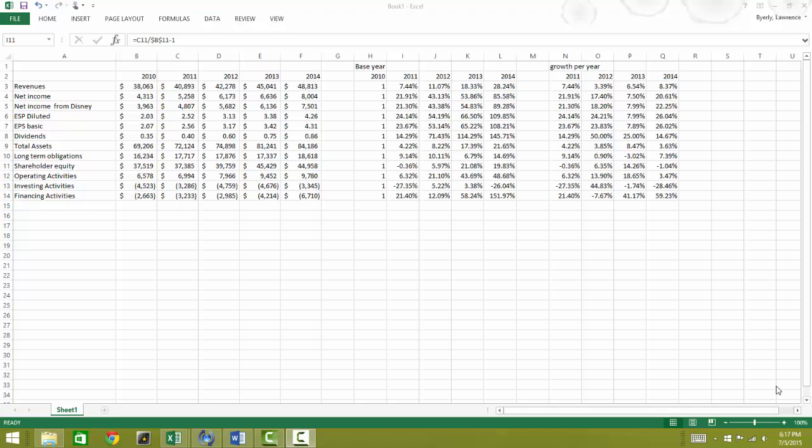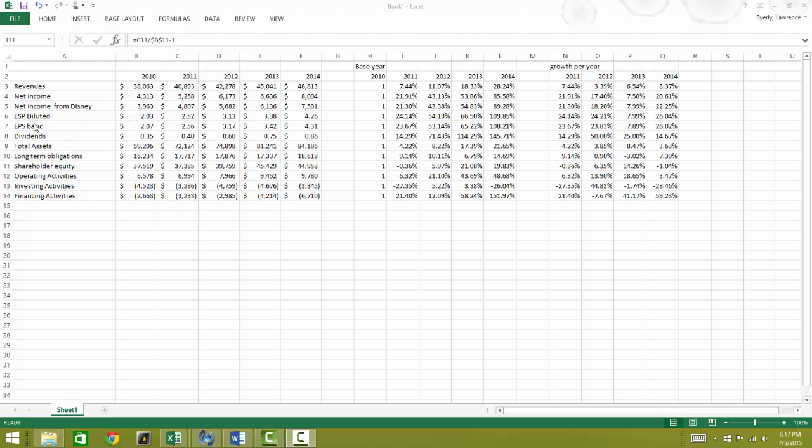Okay, what we'd like to do is take a quick little look at indexing and talk about some of the information that you would get from indexing. What I have here are the selected financial statement items from Disney. And of course you get this from the annual report. They usually have 4 or 5 years of data.